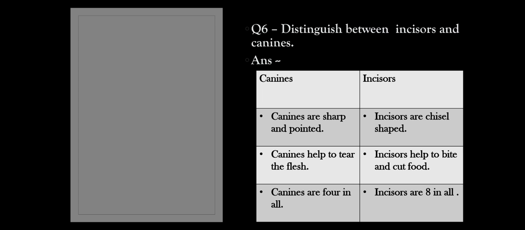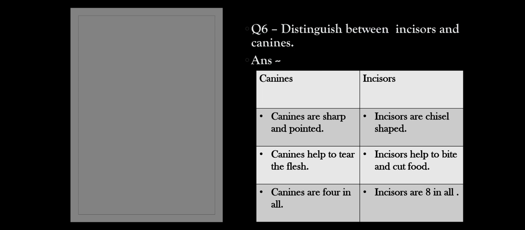Question number 6. Distinguish between incisors and canines. Canines are sharp and pointed, and incisors are chisel shaped. Canines help to tear the flesh. Incisors help to bite and cut food.